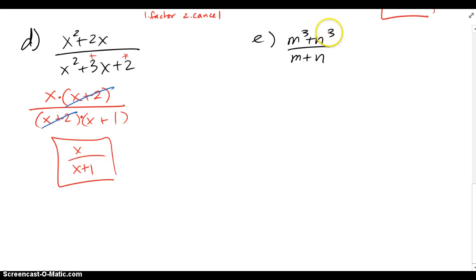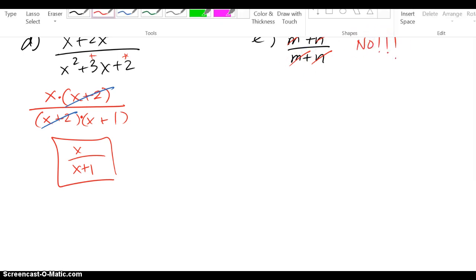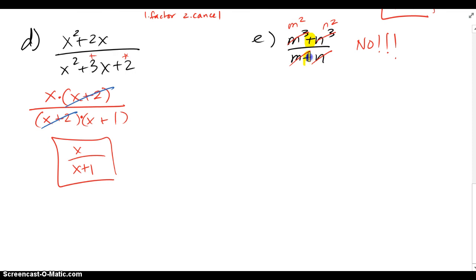Part E, again, a common mistake here is saying, oh, this becomes an n squared, and this becomes an n, and this becomes an m squared, and this becomes an m, and that would be a big no-no because there are these links in between them that cannot be broken off. You must first factor everybody, and then you can cancel. You cannot cancel if there's links involved.